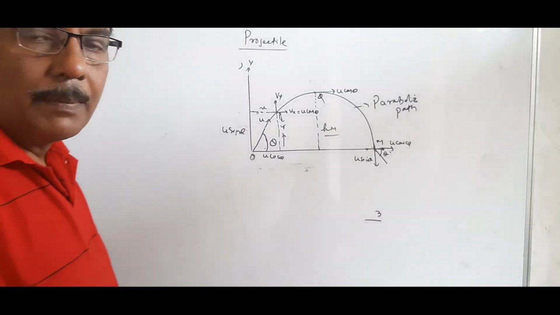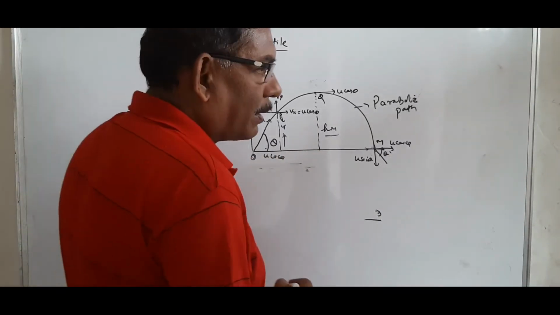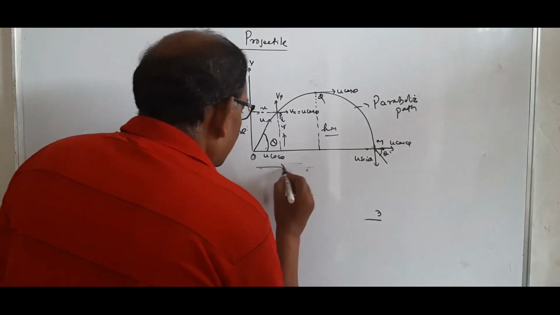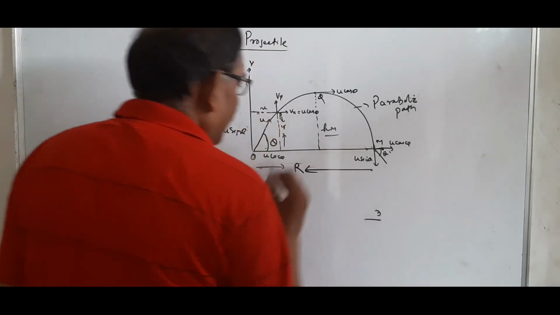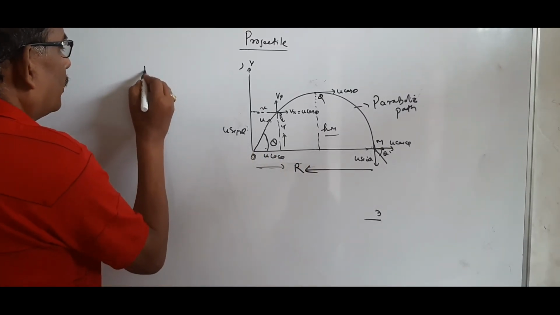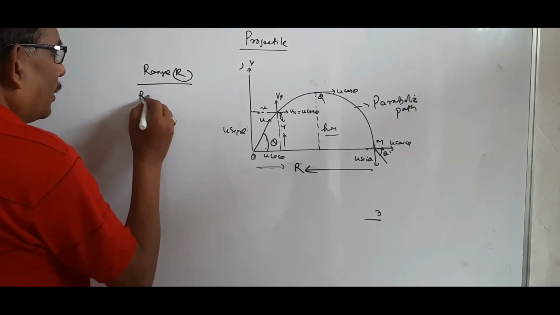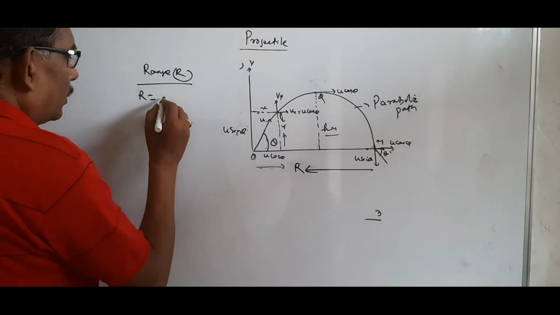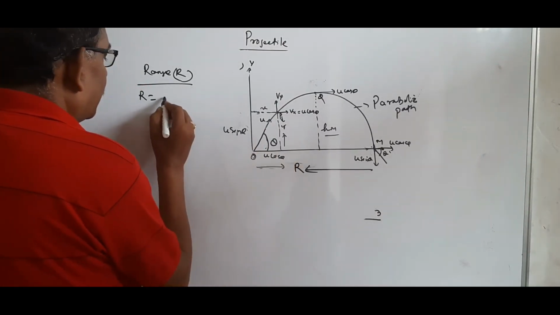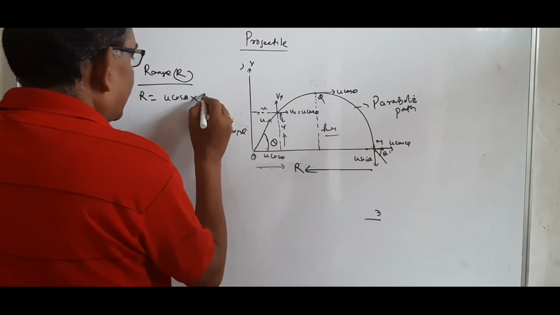Now about range. What is actually range? The horizontal distance covered by the projectile is called the range. So it is your range R. Okay. So how to calculate R? Your range R equals the horizontal component of the velocity u cos theta multiplied by the total time, that is your T.